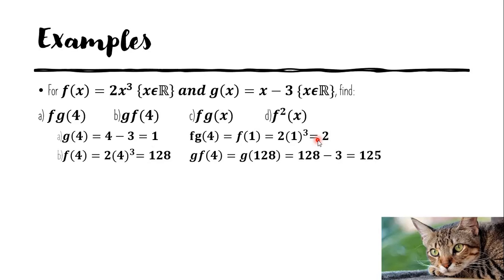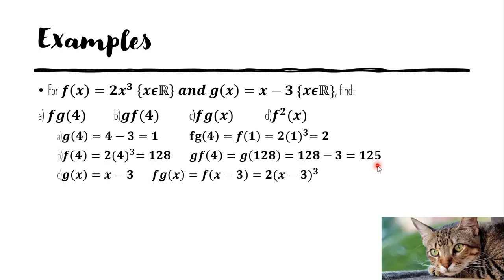For b, it's asking us to find g(f(4)). So f(4), we're going to replace all the x's with 4. So 2 lots of 4 cubed, and that's 128. But we want to find what you get when you put f(4) into g(x). So g(f(4)) is g(128), because f(4) is equal to 128. 128 minus 3 is 125.